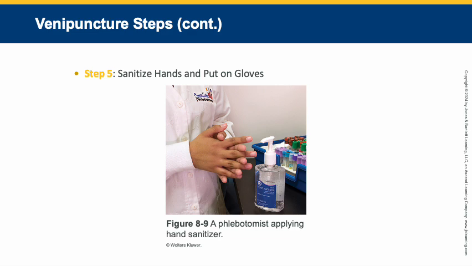Step 5, sanitize your hands and put on gloves. Remember, if your hands have anything visible on them, we wash them with soap and water. If not, you can use an alcohol-based hand sanitizer.